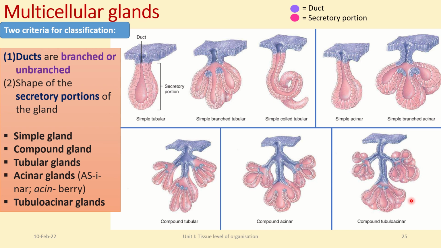So let me reiterate, when I have to classify the multicellular glands on the basis of structure, I classify on the basis of two criteria. First, whether the ducts are branched or unbranched, and second, what is the shape of the secretory portion of the glands. So there's simple tubular, simple branched tubular and simple coiled tubular. Then there is simple acinar and simple branched acinar. And then I come to the compound category. So there's compound tubular, compound acinar and compound tubular acinar.